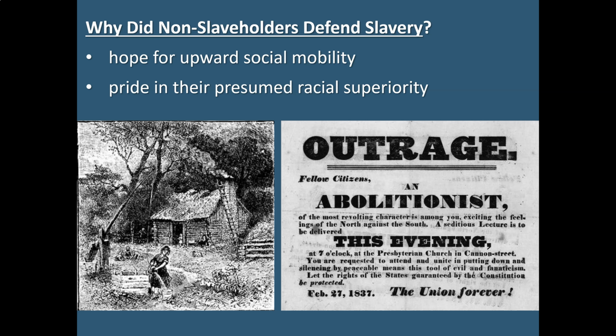There's also the feeling of superiority, that no matter how poor I am, no matter how difficult my life is, I still am white, and therefore I am better than non-whites. And so that belief in racial superiority would have given these people something to defend, because if you take that away, if there is no enslaved class, then all of a sudden they really are at the bottom of the ladder, and no one wants to be at the bottom of the ladder.